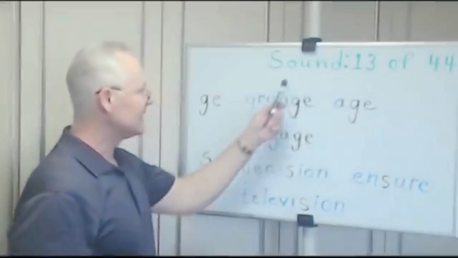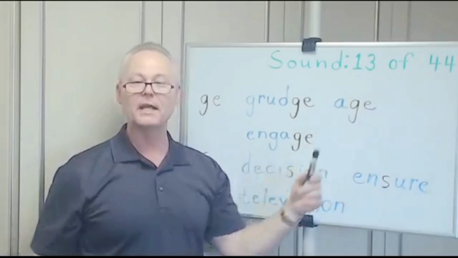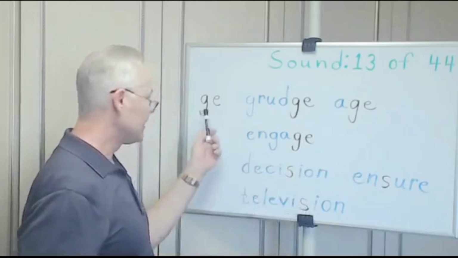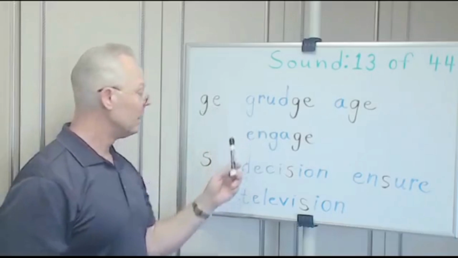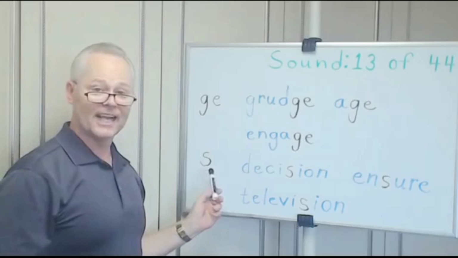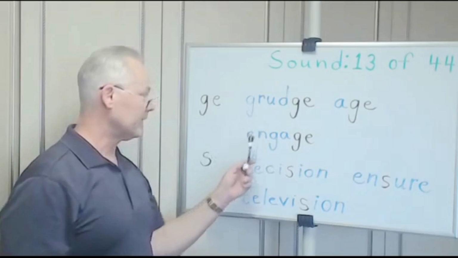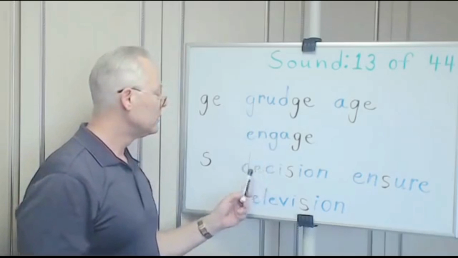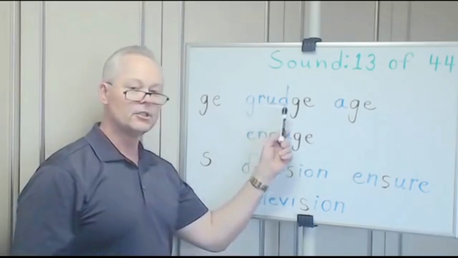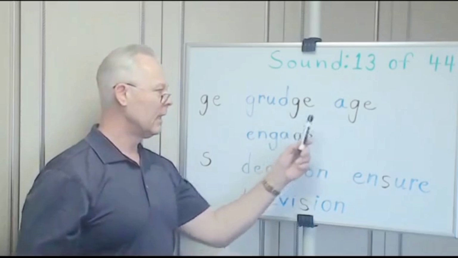Hello. Sound 13 of the 44 sounds that we find in American English. The sound is made up by G and E or the letter S. G-E. Let's look at this. The sound is sh, sh, sh. Grudge, sh. It's that sh sound.